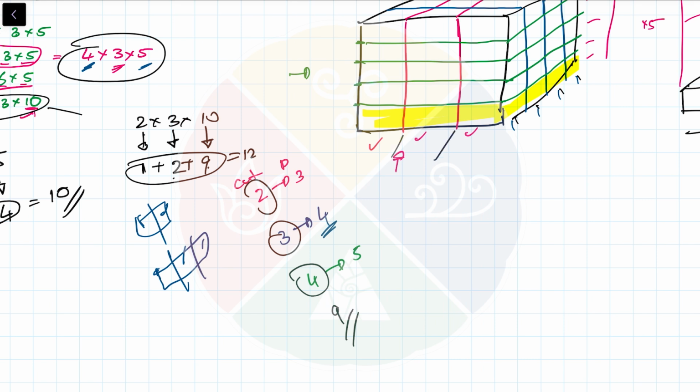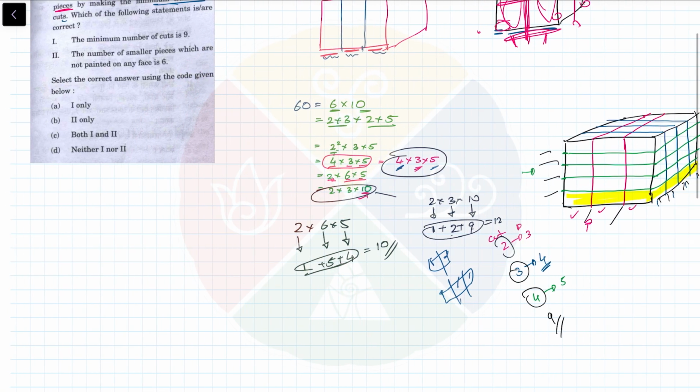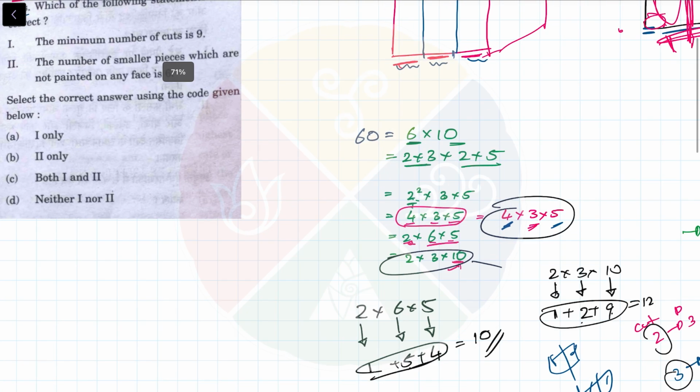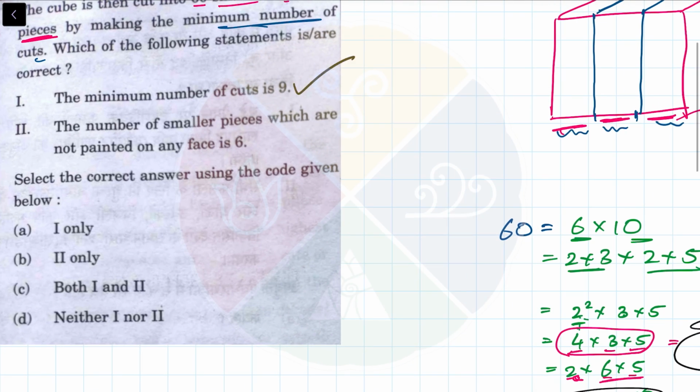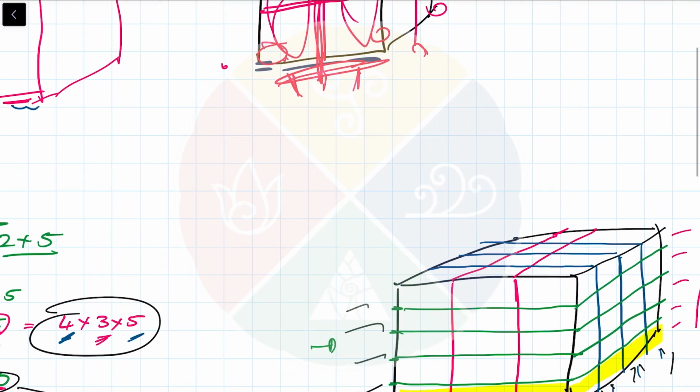The number of cuts will be 2 plus 3 plus 4, 9 cuts. So let's see, the minimum number of cuts is 9. Very true. Statement 1 is correct. The number of smaller pieces which are not painted on any faces is 6.